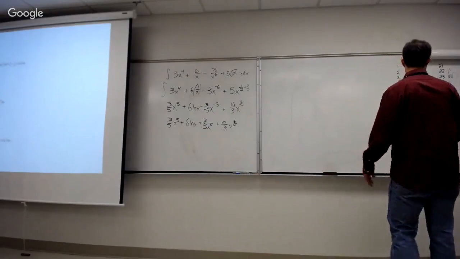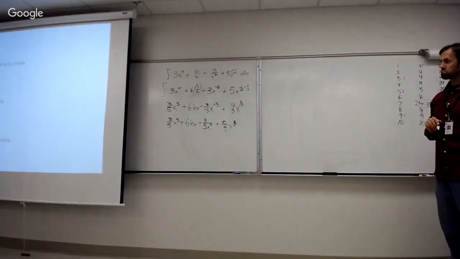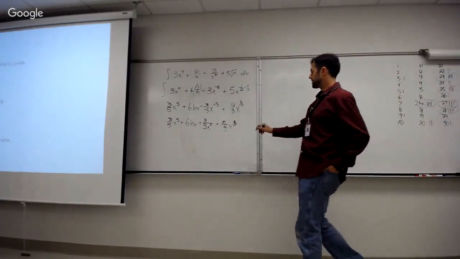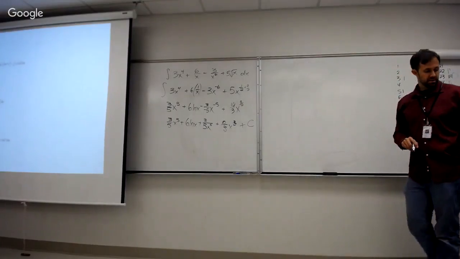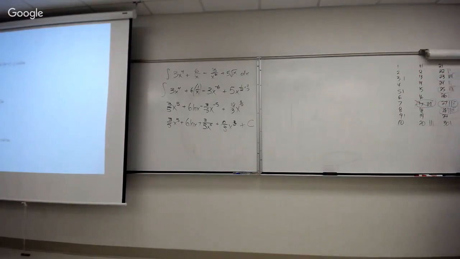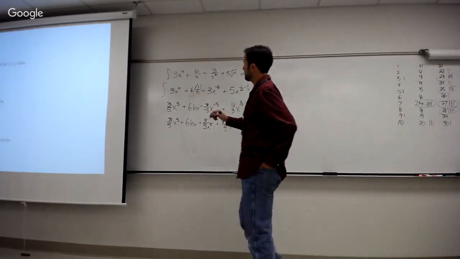Okay, so that was that one. Questions about that? Theoretically, we'd have to put a plus c at the end there, because this was an indefinite integral. We weren't calculating an area, we were just calculating the antiderivative. I would put it on the test, yeah, anytime you do an indefinite integral.